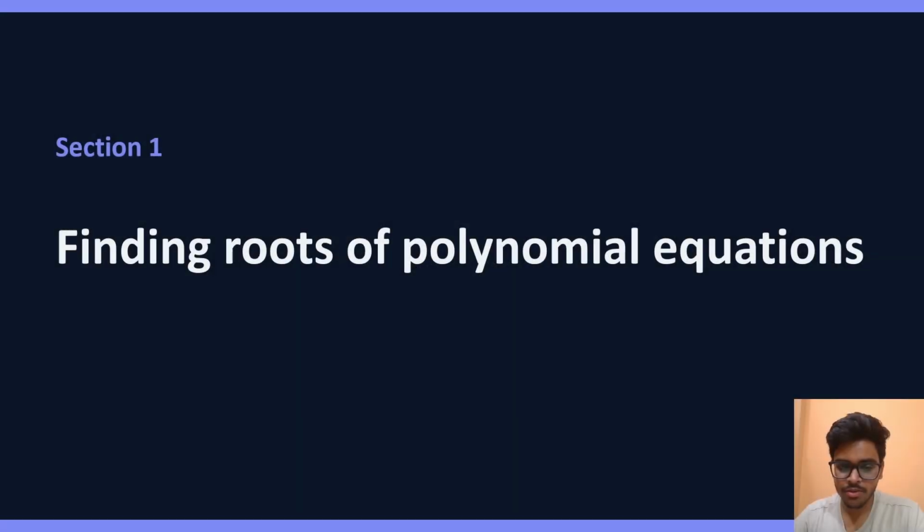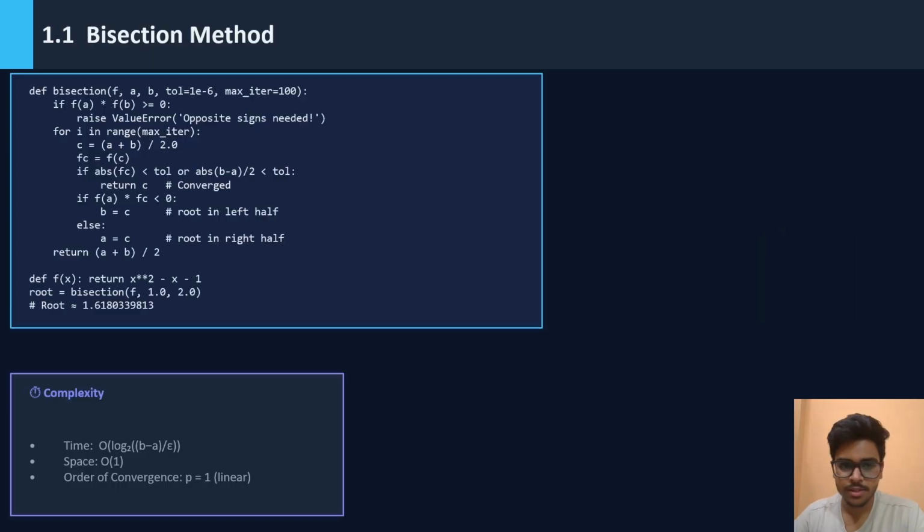Section 1 is about finding roots of polynomial equations. First is the bisection method. This is one of the simplest and most reliable root finding techniques. The basic idea is, if a continuous function changes sign between 2 points, then a root must exist between them.